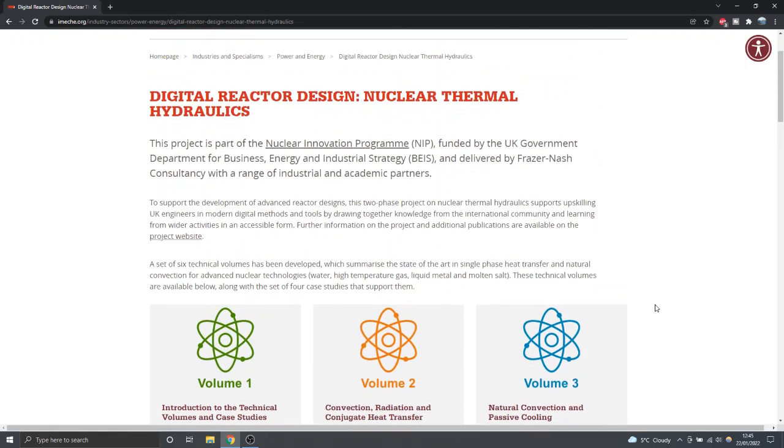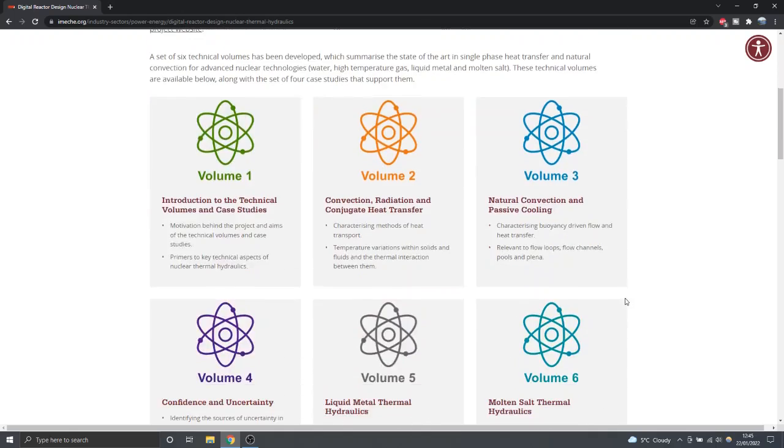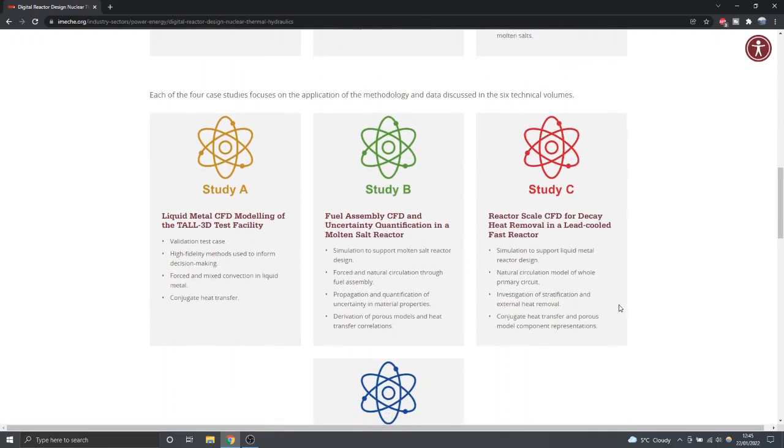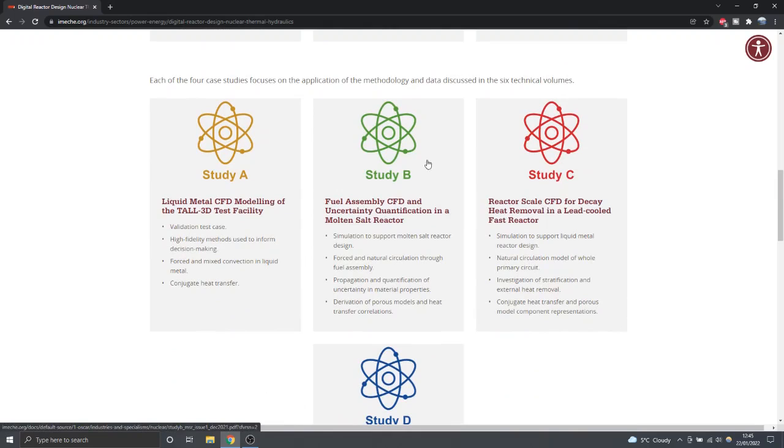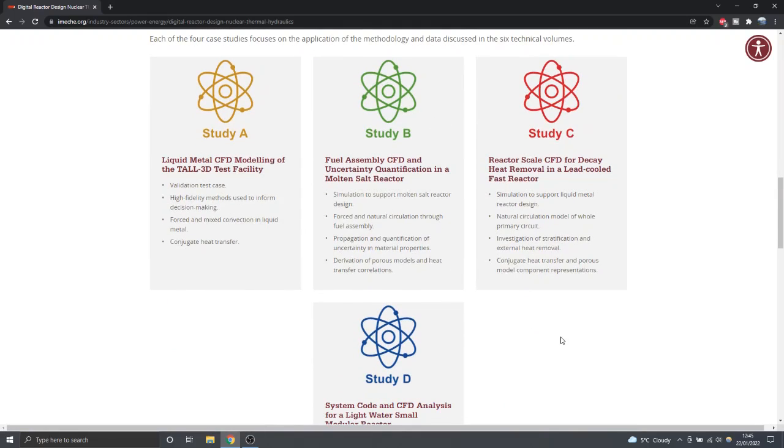Now, in addition to these technical volumes which show you how to analyze a nuclear reactor, we also have at the end 4 case studies. You can see here study A, B, C and D, which actually showcase these methods applied to realistic scenarios that may occur in the development of a modern nuclear reactor design, for example.